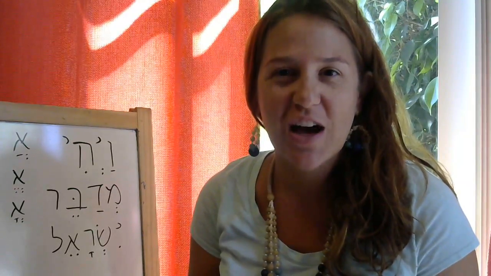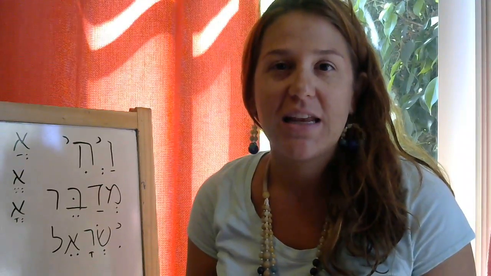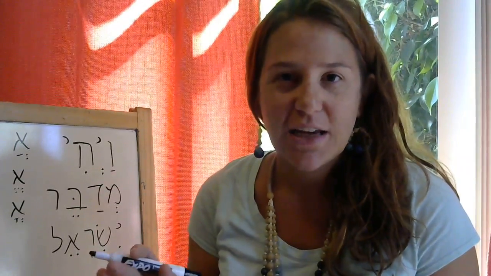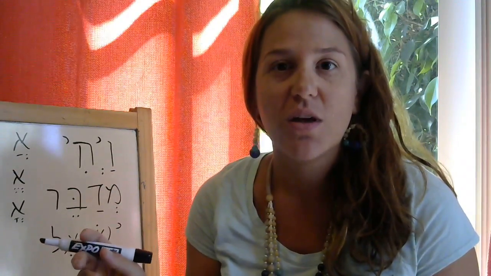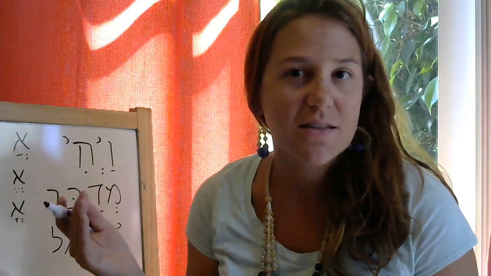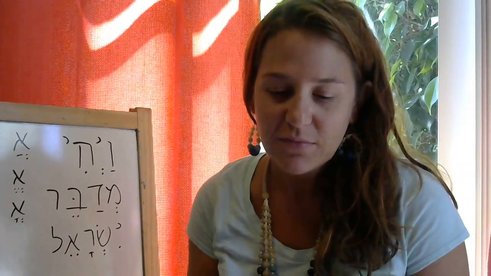So if a Shewa is preceded by a short vowel in a word, then it is silent. In any other case, if a Shewa is not preceded by a short vowel, it is vocal. And that's the easiest general rule that you can use to remember that.